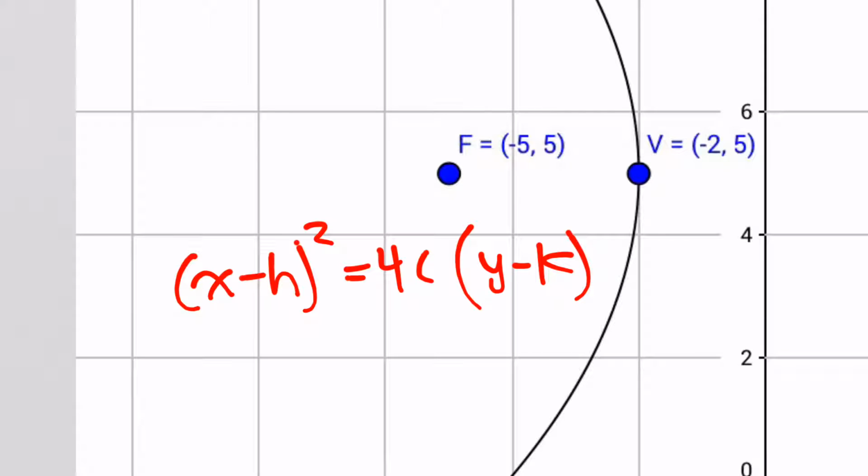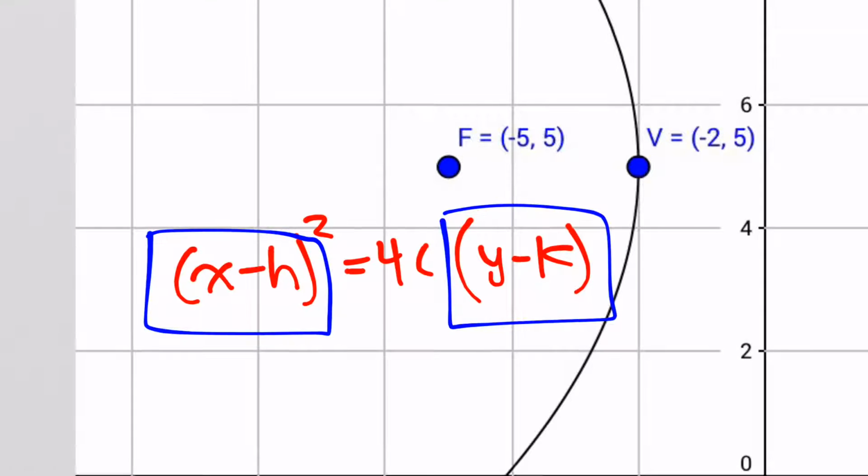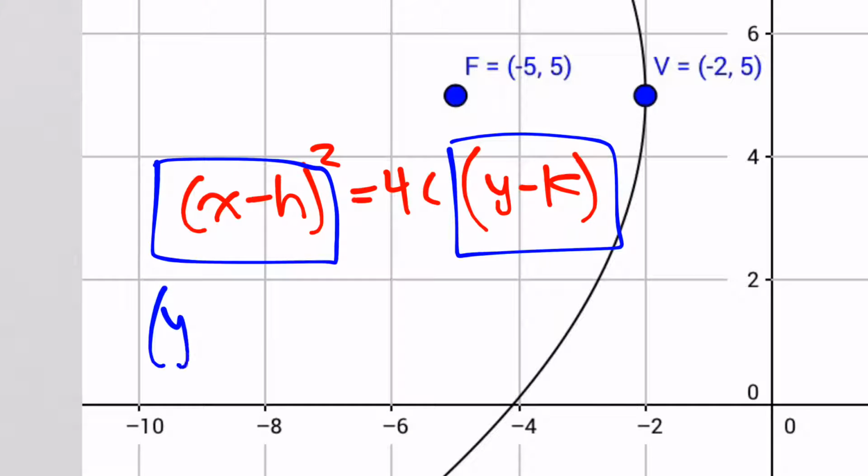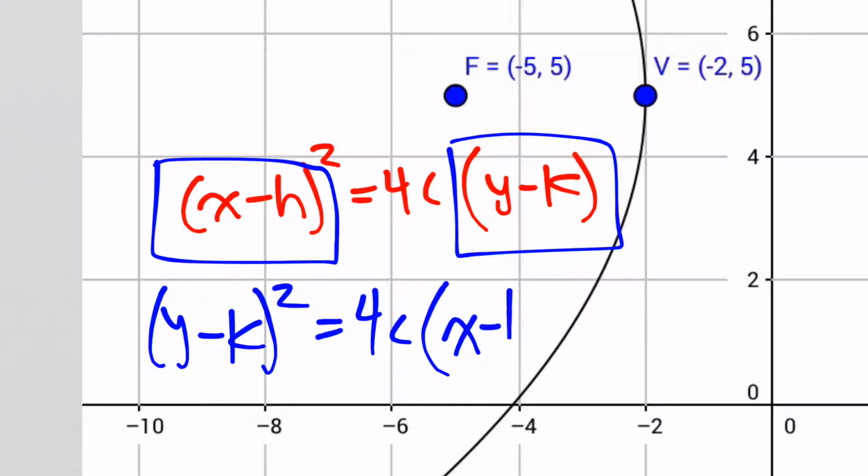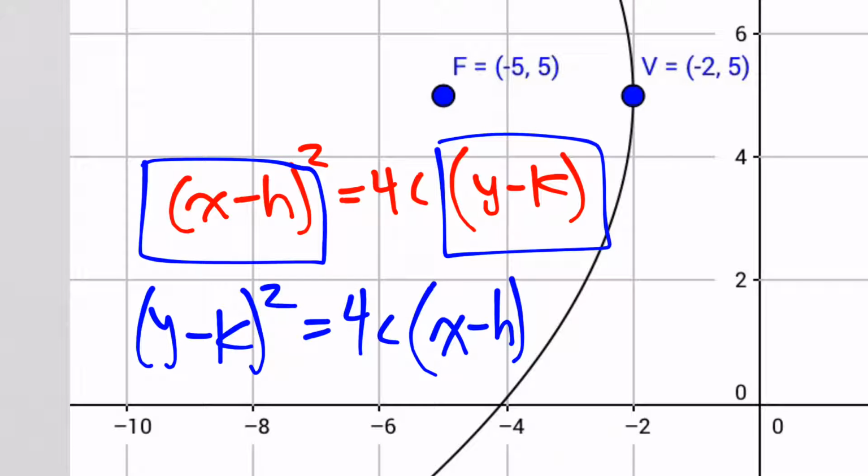Now, to change this from a vertically opening parabola to a horizontally opening parabola, we need to swap the x bit and the y bit. So our equation should become y minus k quantity squared equals 4c times x minus h. By changing which one is squared, we can change the orientation of this parabola.